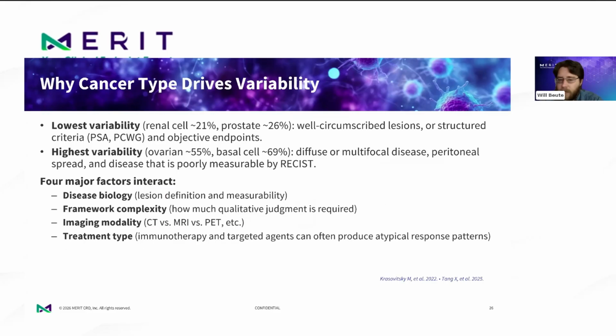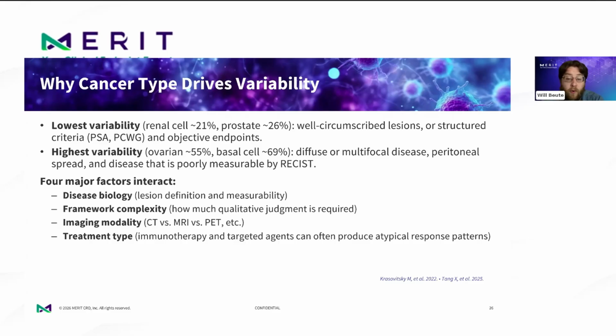So why do we see so much of a spread here? At the low variability end, renal cell carcinoma at 21%, prostate around 26%, you tend to have well-defined lesions or very structured criteria and objective endpoints, like the prostate cancer working group criteria in prostate cancer. At the high variability end, ovarian cancer around 55%, basal cell around 69%, you have diffuse or multifocal disease, peritoneal spread, and disease that is simply poorly measurable by RECIST in the first place.